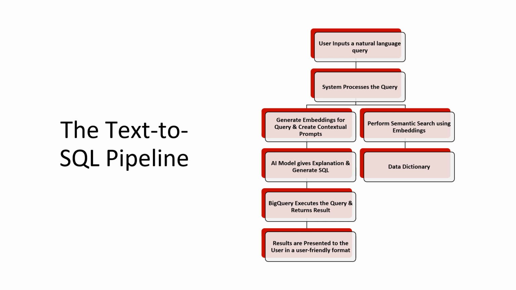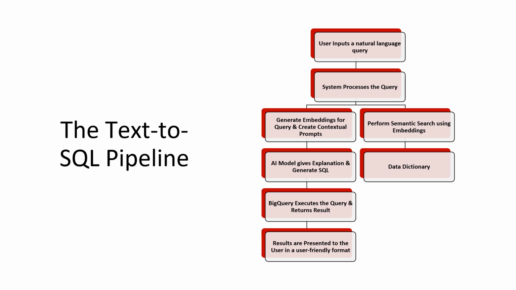The system processes the query, identifying key terms, conditions, and constraints through natural language processing. It generates the embeddings to interpret the context and performs a semantic search using these embeddings to locate the relevant data elements within the database. Coming to the next step, the data dictionary plays a crucial role, ensuring the accurate mapping of terms from the query to the appropriate database tables and columns.